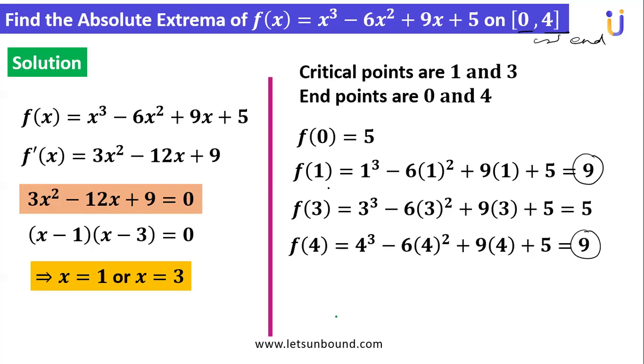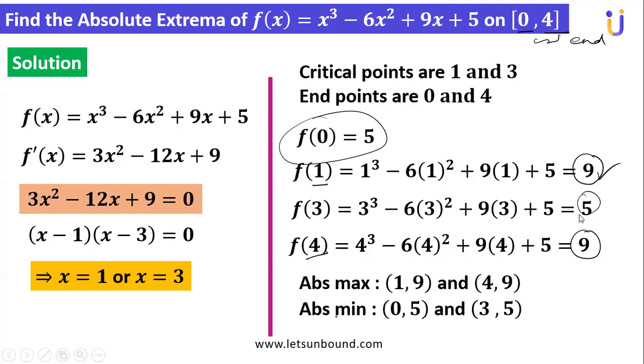The absolute maximum occurs at 2 places, at 1 and also at 4, and the absolute maximum value is 9. And also, the absolute minimum occurs at 0 and 3. So this is what? Absolute maximum, 2 points, absolute minimum also 2 points, right? It's not like a single, unique point over here. You can get 2 points also.